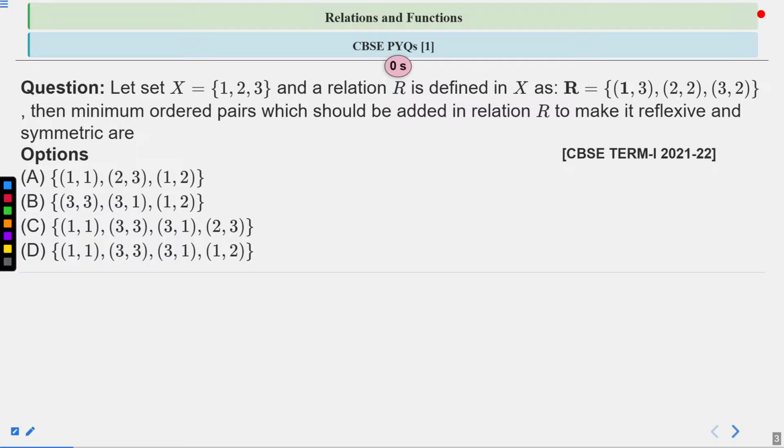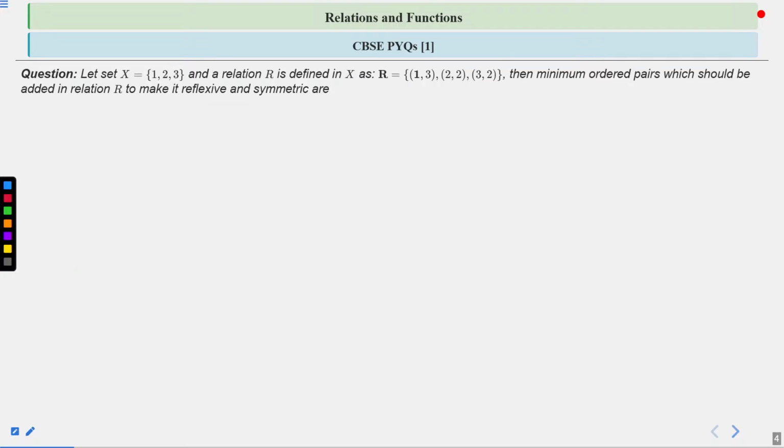Okay, let us move to the solution part. The question was we had set X which is {1, 2, 3} and we basically have to define a relation R in X, with the ordered pairs already in R being (1,3), (2,2) and (3,2). Then we find the minimum ordered pairs to be added in the relation R to make it reflexive and symmetric. So the correct option will be option C. You all have said that option C is right. Very good, option C is right.